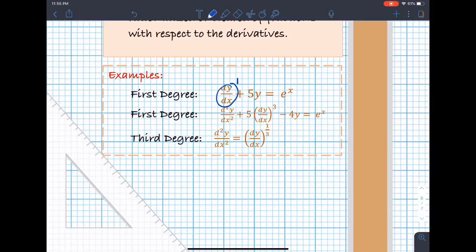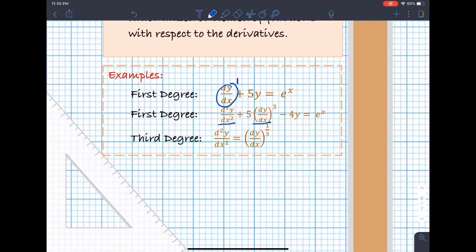On the second example, there are two derivatives involved: the second derivative of y with respect to x and the first derivative of y with respect to x. As you can see here, there is a 3. However, the 3 is an exponent of dy over dx, and dy over dx is not the higher derivative.